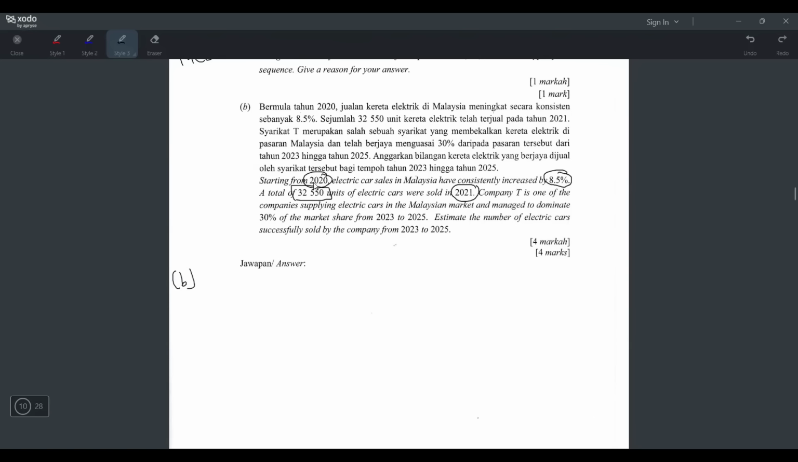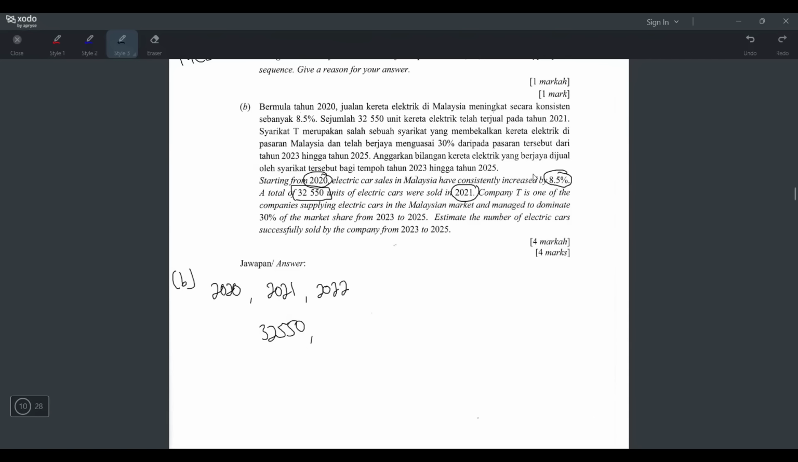So, starting from 2020, let's say this one is year 2020, the electric car sales start to increase by 8.5%. That means from 2020 to 2021, increase 8.5%, to 2022, same also increase 8.5%. But the weird thing here is they give you the total car sold in 2021. So 32550, they give it here. That's the weird thing, right?